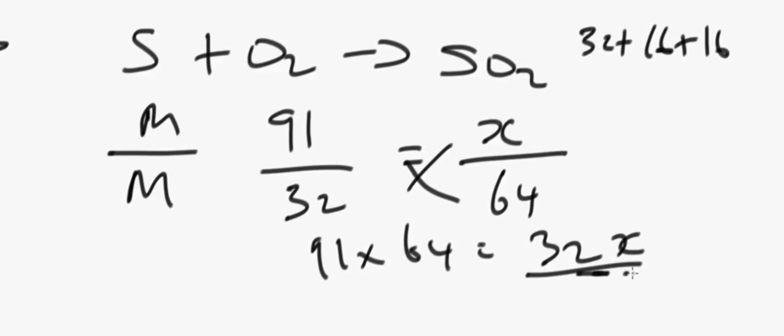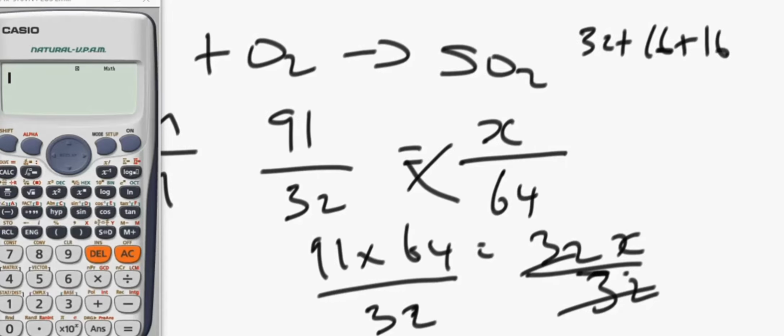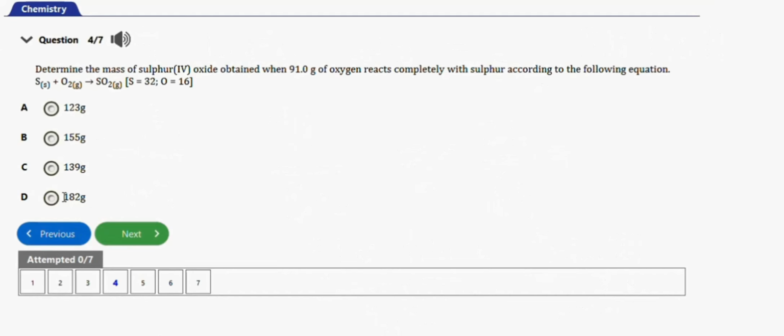Divide both sides by 32. So let's take a calculator and punch this. That will give us the answer to this question. So we have 91 times 64 over 32. So we have it to be 182 gram. So the mass of sulfur oxide will be 182 gram. So the right option is option D, 182 grams.